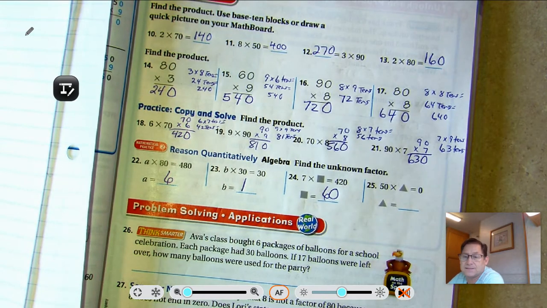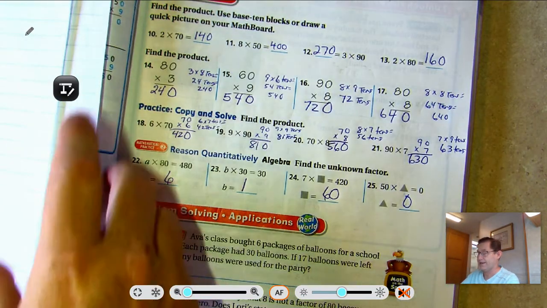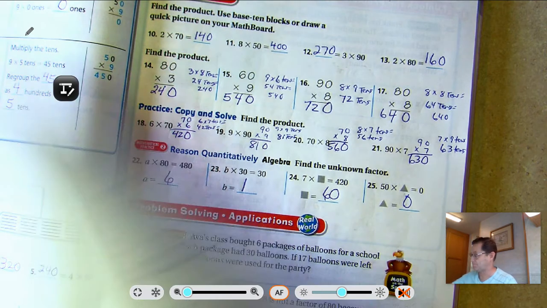50 times some number is 0. It's got to be 0. Any number times 0 is 0.